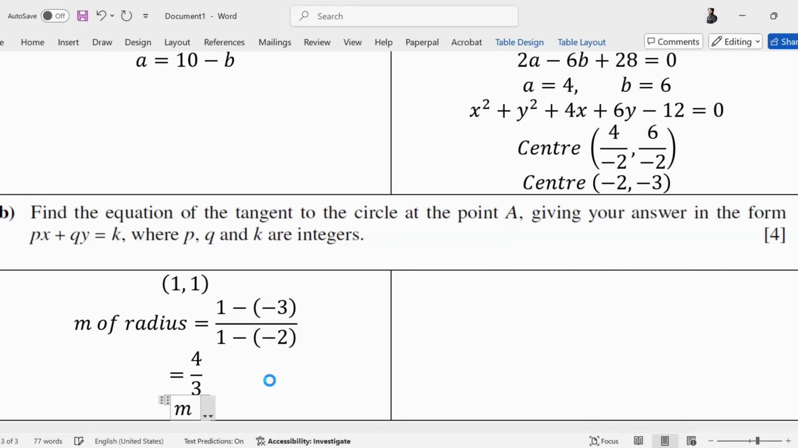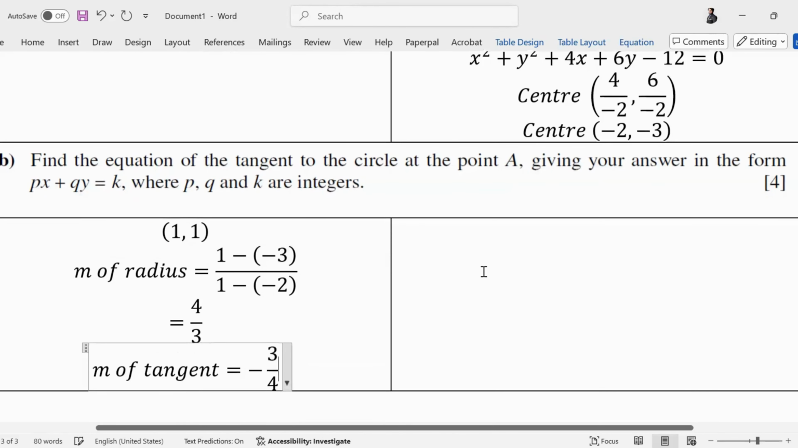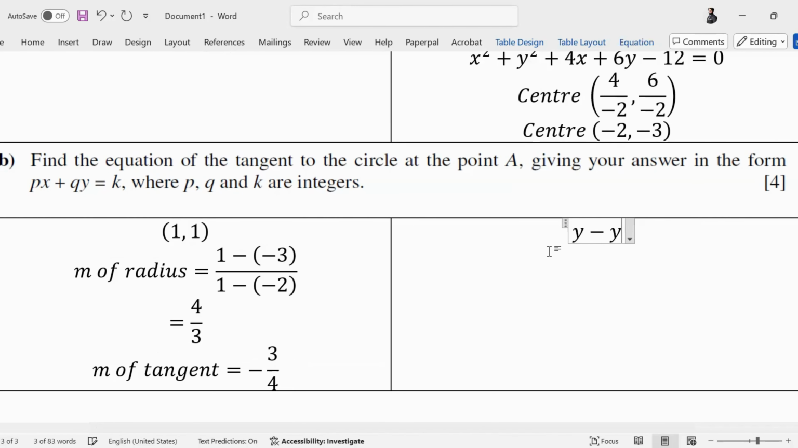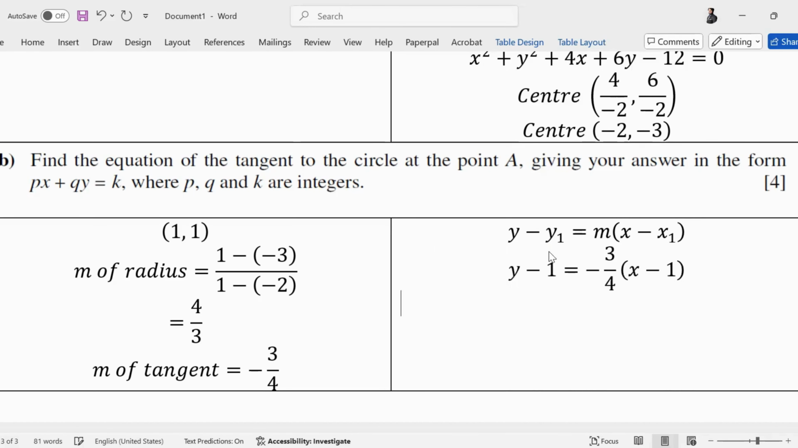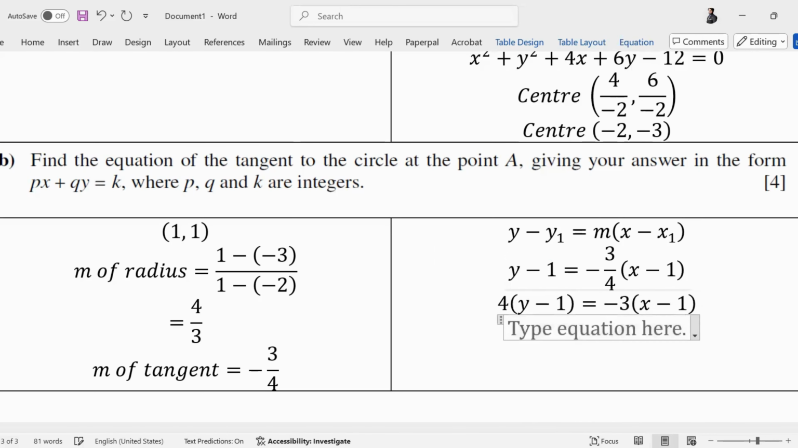So what will be the gradient of the tangent? Negative reciprocal of this, because radius and tangent are perpendicular. Now y minus y1 is equal to m bracket x minus x1. y minus 1, gradient is minus 3 by 4, x minus 1. I've used the coordinates of A. 4 bracket y minus 1 is negative 3 bracket x minus 1. 4y minus 4 is negative 3x plus 3.